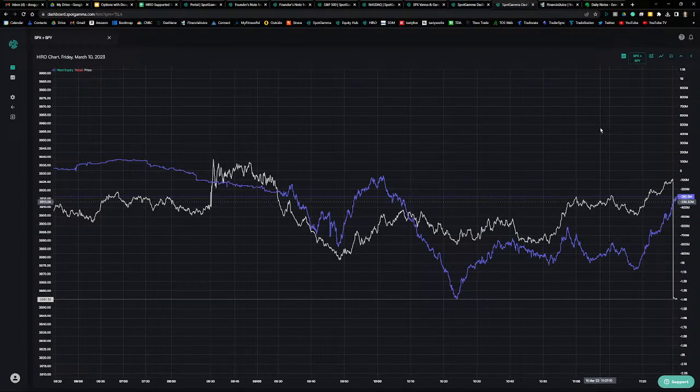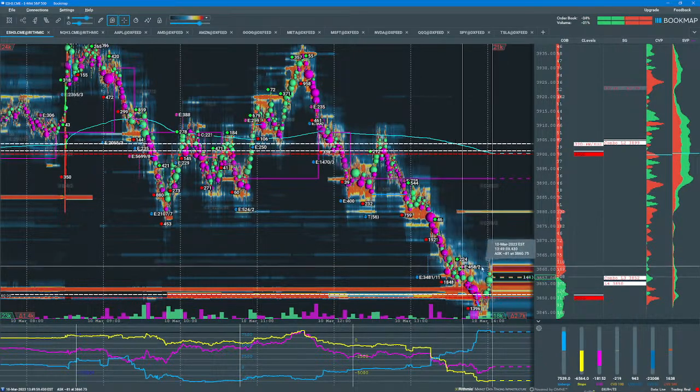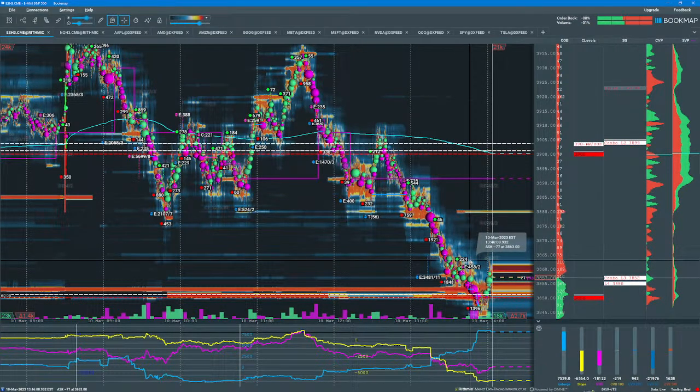All right, let's actually take a look at Bookmap first to get a framework of what's going on here. So it looks like this 3850 level may be acting as support. We can see the shift in order flow here. A lot of green dots, market buy orders coming in.